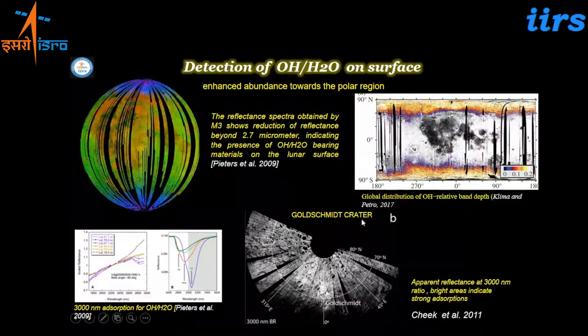And the water absorption was analyzed for its preferences of the mineralogy, and it was consistent with the laboratory study that showed that plagioclase mineral can absorb twice as much water or OH or H2O as basalts and glasses. So this is plagioclase lithology. It is in Goldschmidt crater where water absorption was found to be strong.